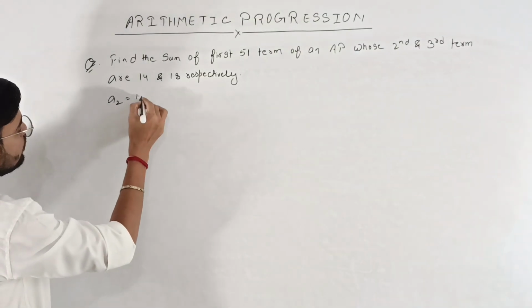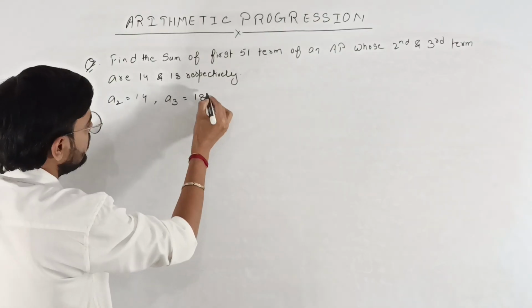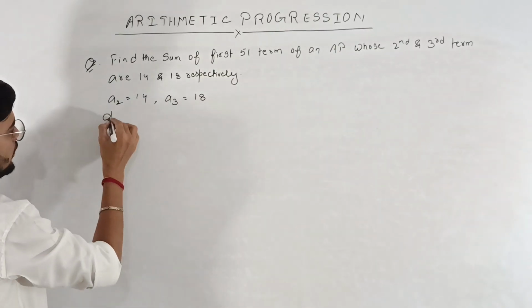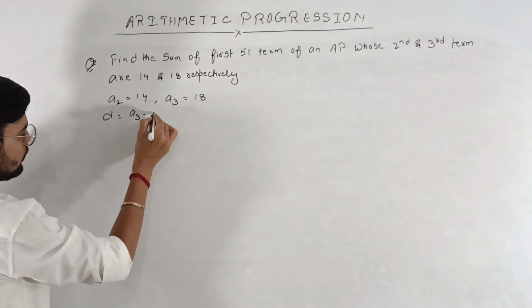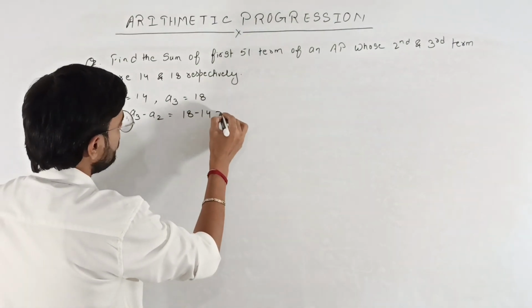Second term is given, which is 14. Third term is given, which is 18. Now the second and third terms are given, so what is d? d is a3 minus a2, which is 18 minus 14, which is equal to 4.